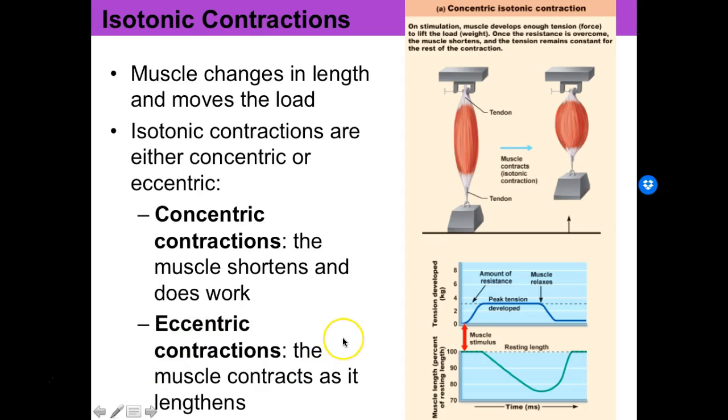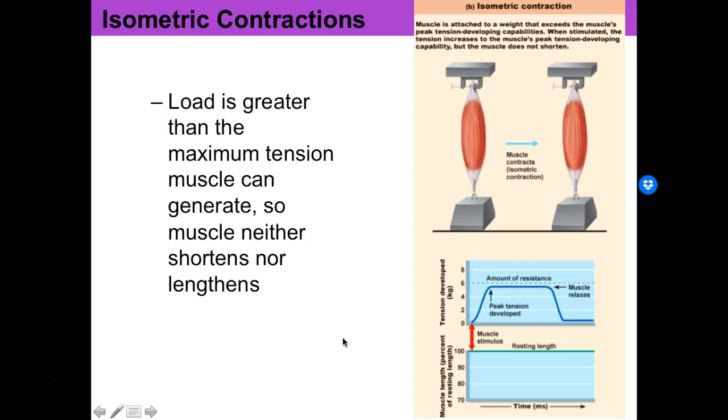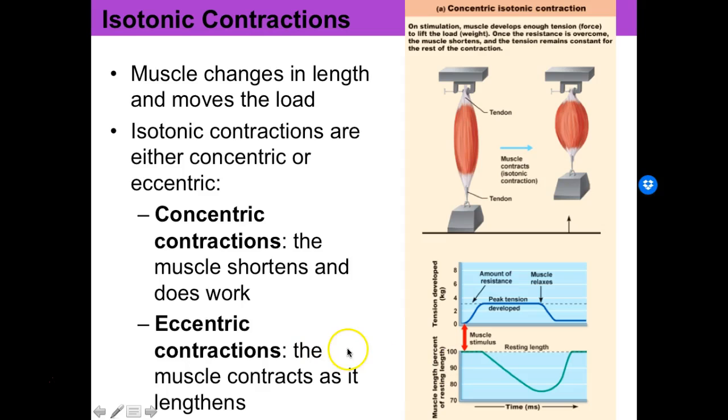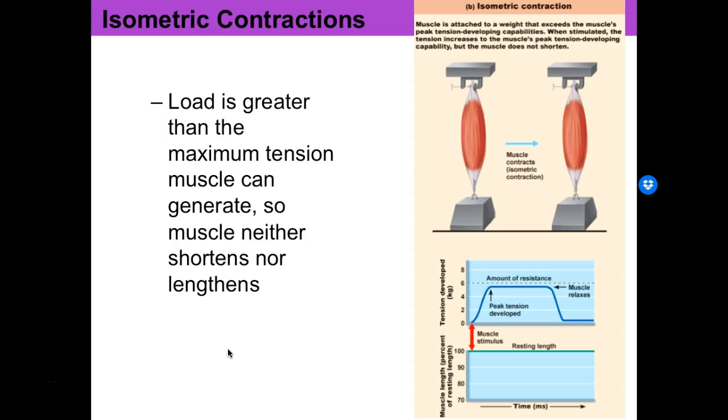Whereas eccentric contraction is going to do the opposite. That is going to cause the muscle to lengthen. So think of your biceps doing a concentric contraction, causing a flexion at the elbow, but our triceps brachii is doing an eccentric contraction. That one is lengthening while our biceps is shortening. Okay, and within isometric contractions, the load is going to be greater than the maximum tension the muscle can generate, so the muscle is neither going to shorten nor lengthen.